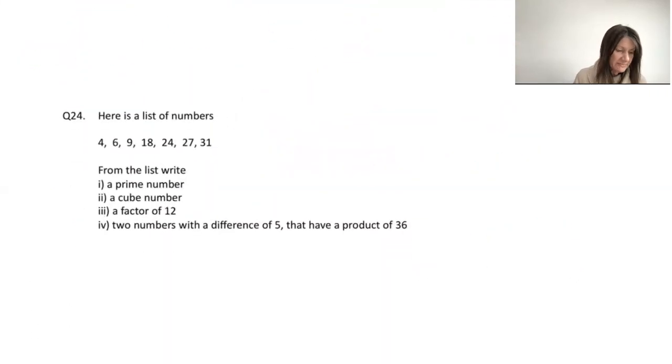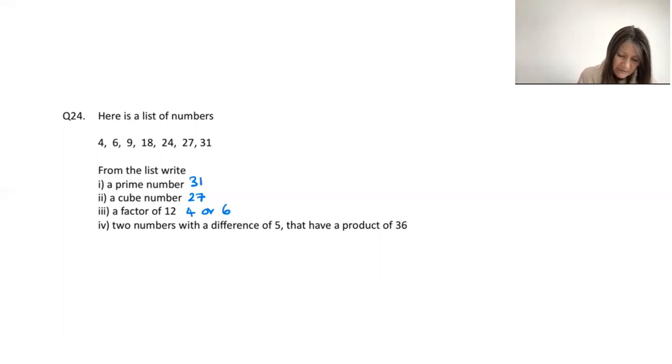There's your next question. Okay, so we have prime number 31. There isn't another one there. So 31 is the answer. A cube number, a number multiplied by itself 3 times, 3 times 3 times 3. 3 times 3 is 9, times 3 is 27, so 27. A factor of 12 could be 4 or 6. So either of those two would be correct.